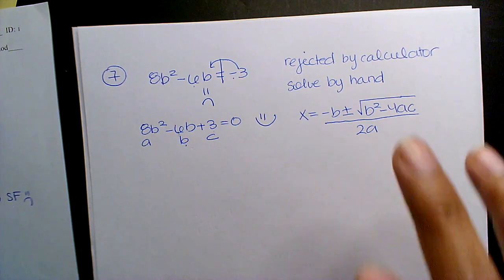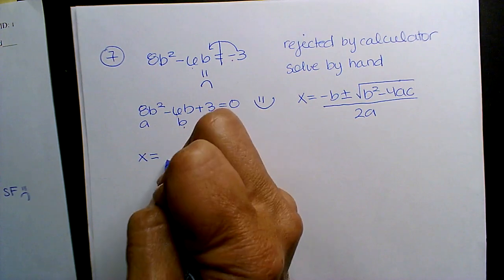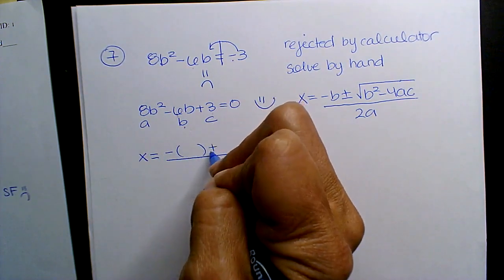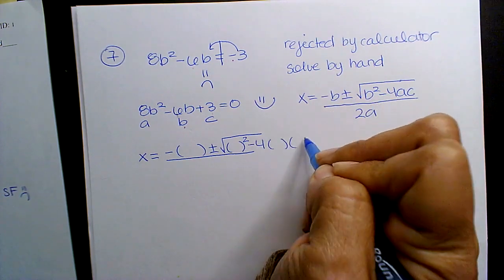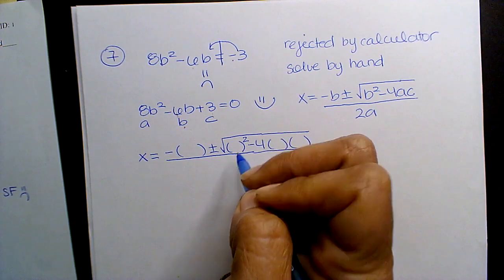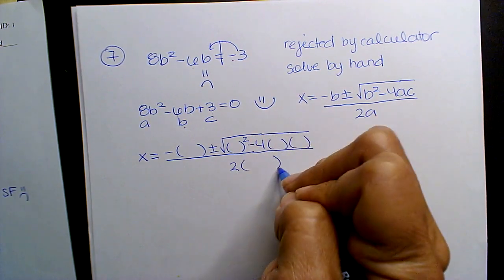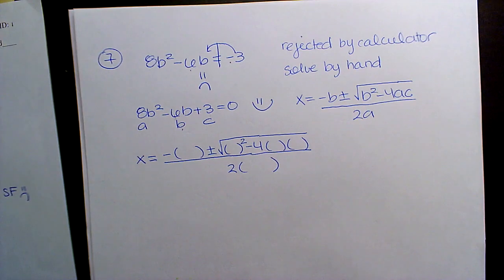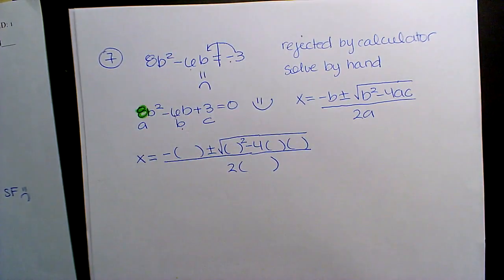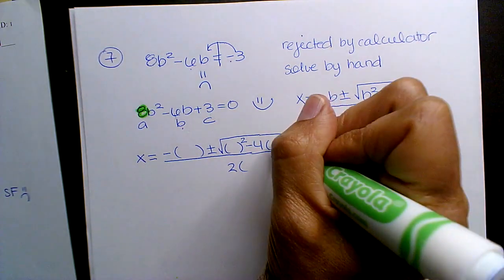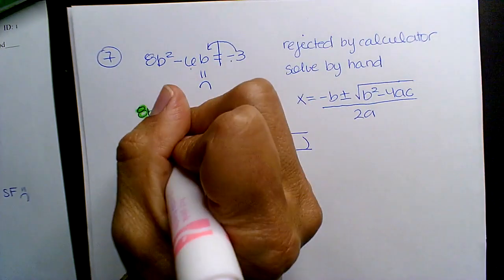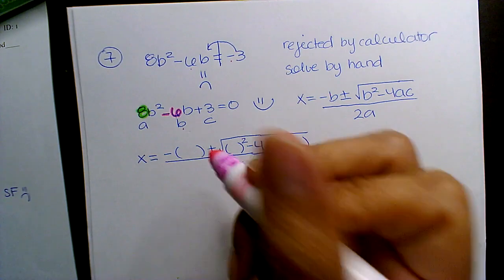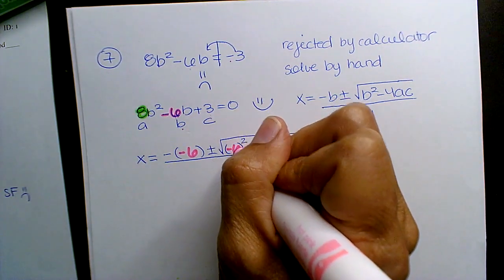Okay, here we're going to get rejected on the calculator. So let's write it all out, because we're going to end up having to solve it by hand anyways. Right. Okay, my A value is +8, correct? So wherever you see an A, put an 8. Right? Okay, B is -6, so wherever you see a B, substitute -6.